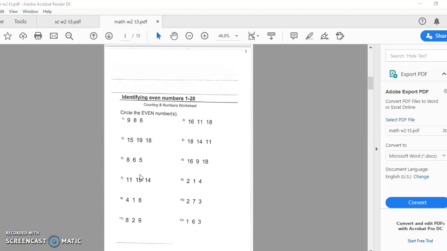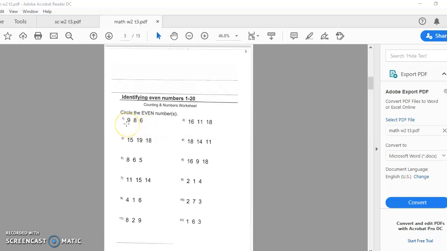Our next activity is super duper easy. Okay, so all you have to do is circle the even numbers, okay? You only circle the even numbers. Remember, your even numbers are numbers that start or end with 0, 2, 4, 6, and 8. Okay, so if your number has a 0 at the back, it's an even number. If it's 2, it's an even number. If it has a 2 at the back, it's an even number.